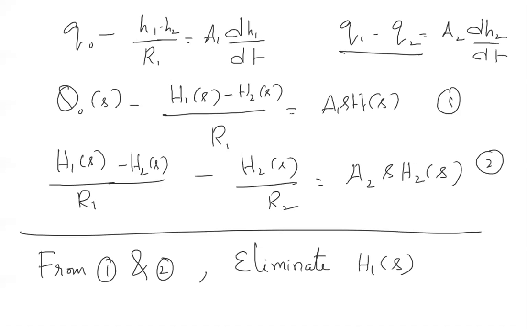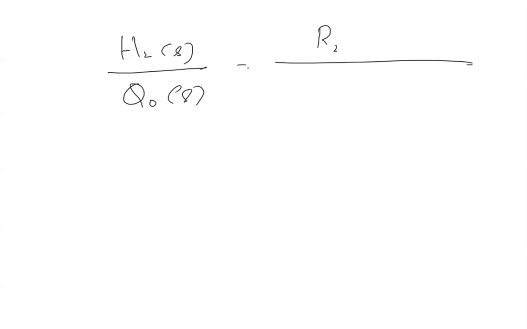I'm trying to derive this equation. So I have written Q1, Q0 only. This is all a known story. So nothing is, let's say, not important. I'm not stressing more here. H2 of S by Q0, what you will get is R2 by tau 1 tau 2 S square plus tau 1 plus tau 2 plus A1 R2 S plus 1.